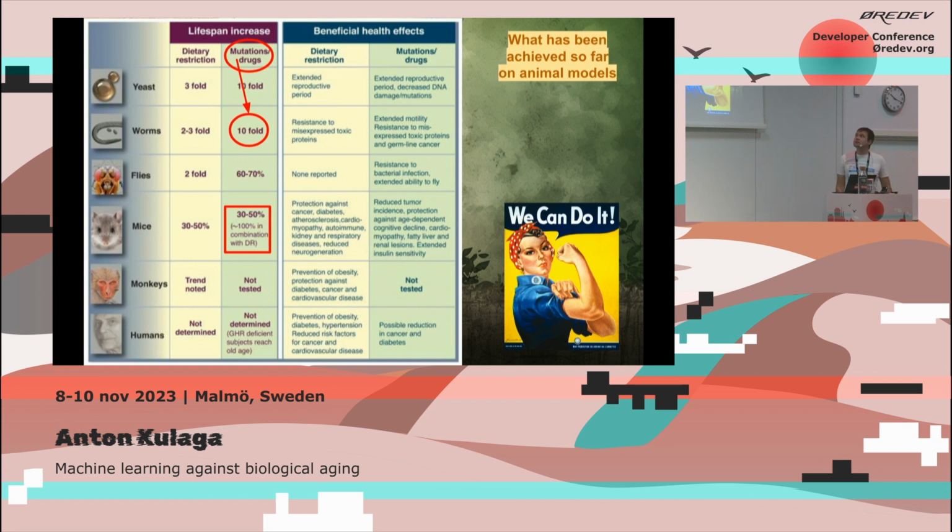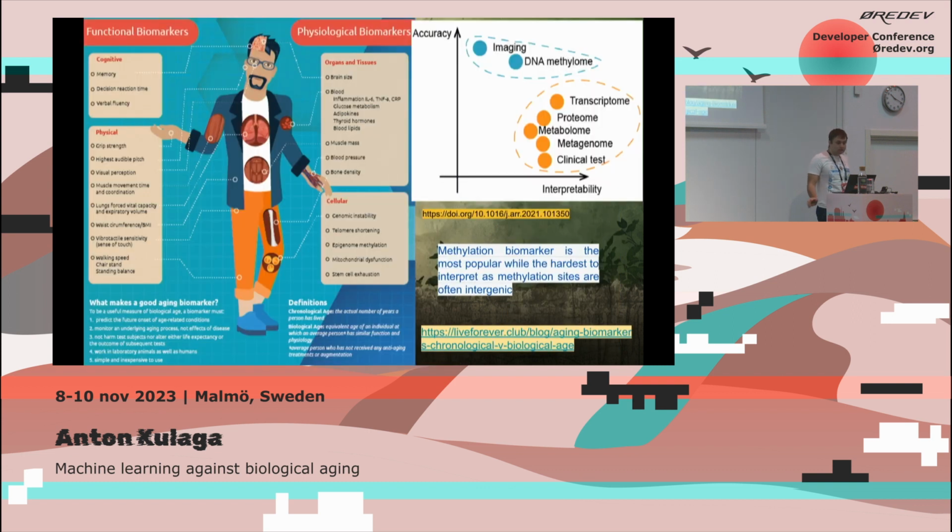So first, we, of course, experiment with animals. For C. elegans, it was possible to extend lifespan 10 times. For mouse, because it's a more complex animal, overall 100% extension was possible. So maybe we can do something for humans as well. But to go from mouse to humans, we have to have an ability. For mouse, we can just wait until they all die, but for humans, we need those biomarkers.